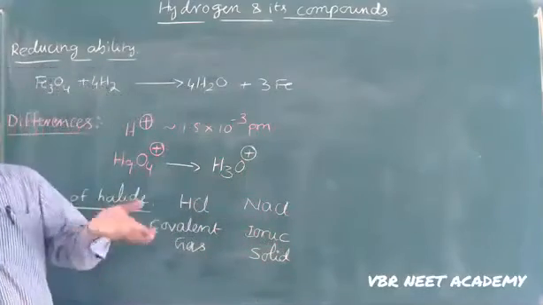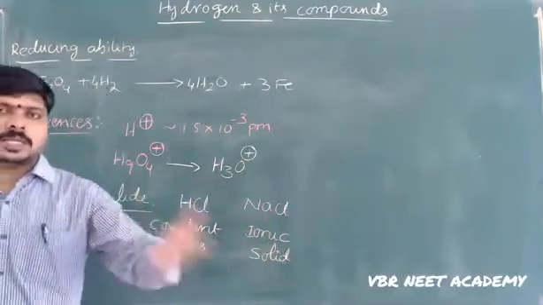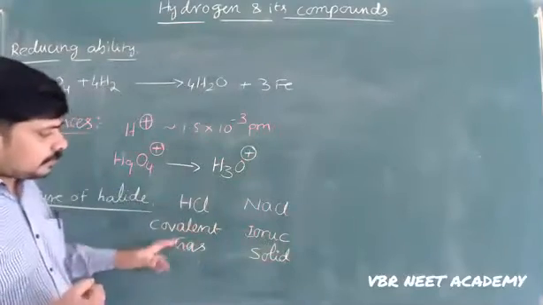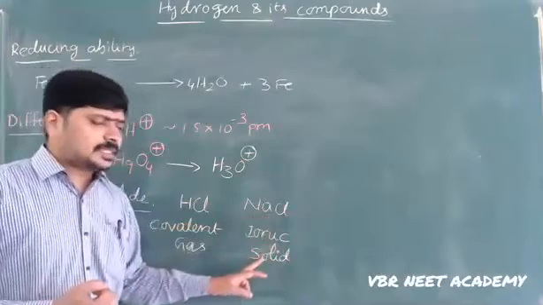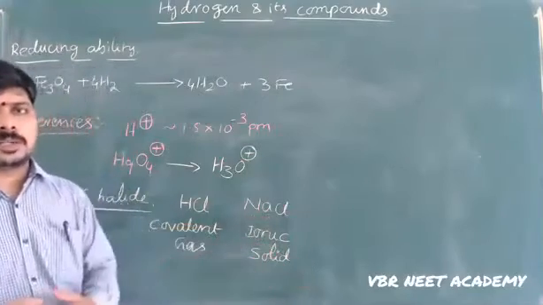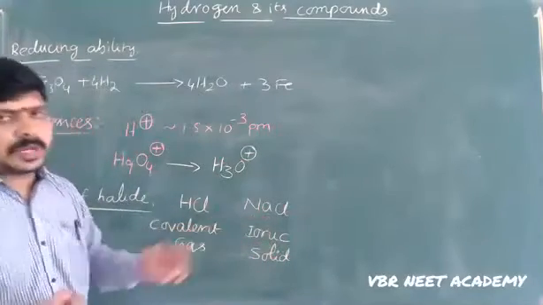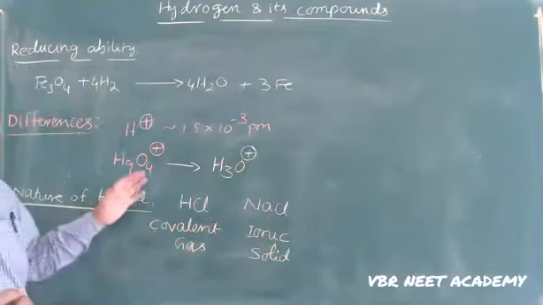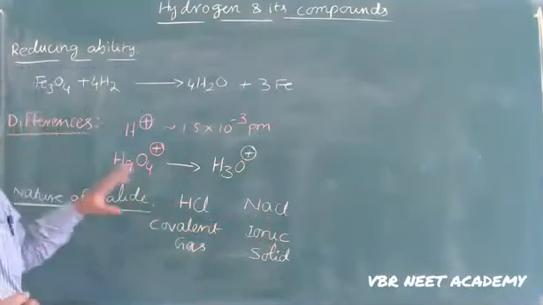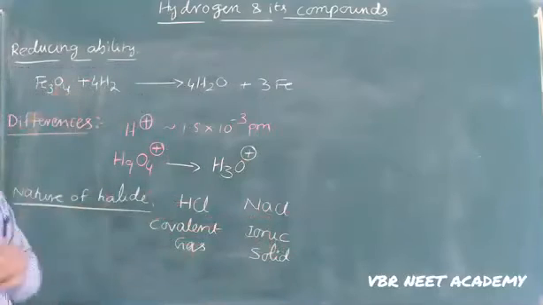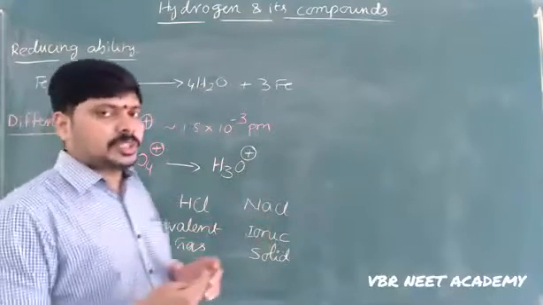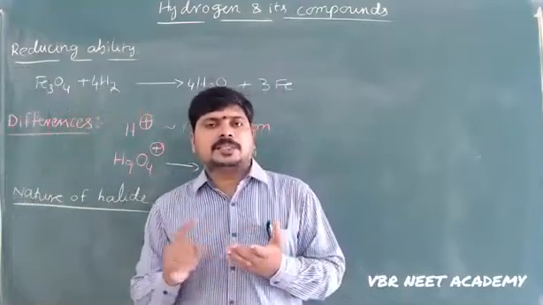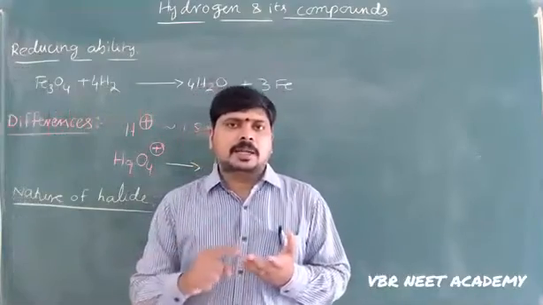But in aqueous solution, we are going to form hydrogen bonding, that's why it is going to exist in a liquid state. Whereas NaCl is going to exist in the solid state, with a crystalline structure, the rock salt structure. So that's why we can't keep hydrogen with alkali metals. What things did we discuss for hydrogen? Alkali metals differences we have seen, and alkali metals similarities we have seen.